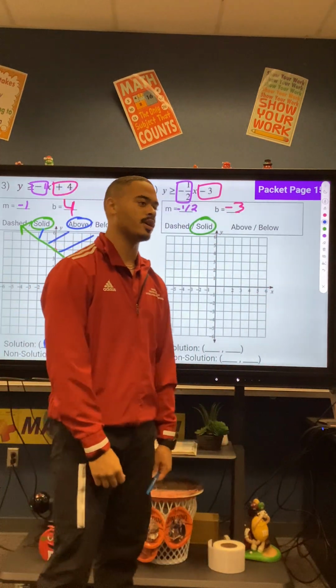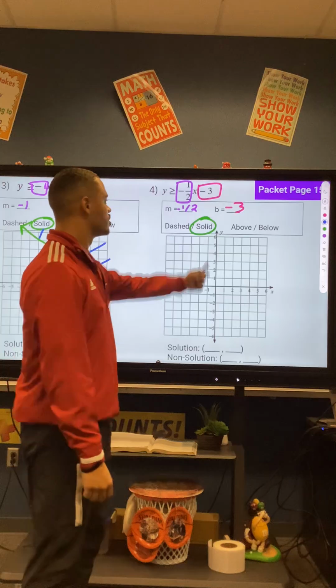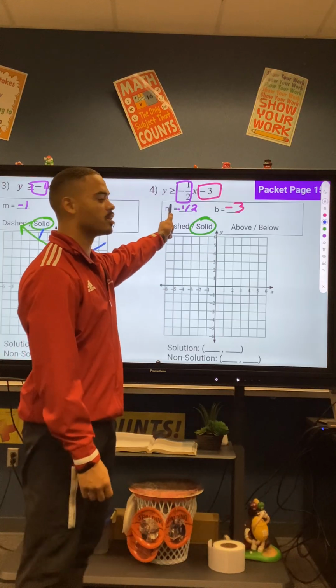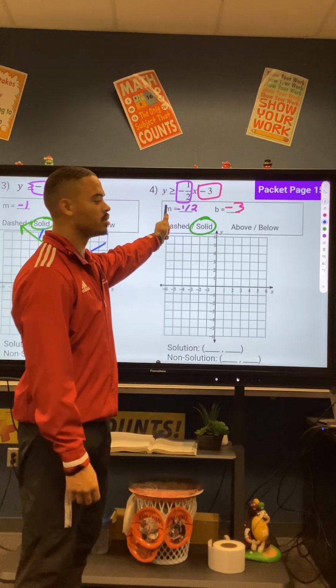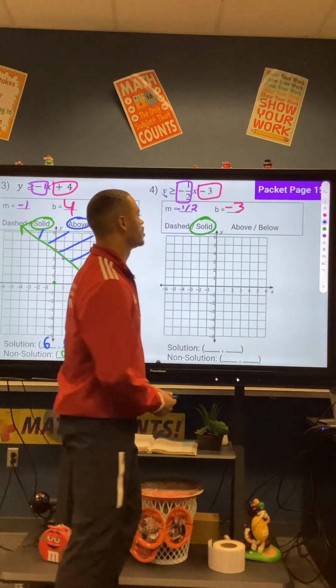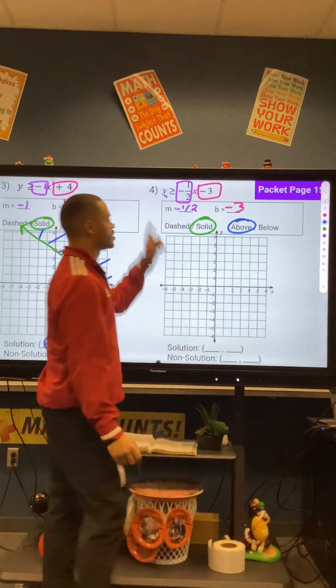Oh no, not the iPad kids. It says above or below. I'm not going to say it above or below. Y is what? Y is greater than, so it's always going to be above.